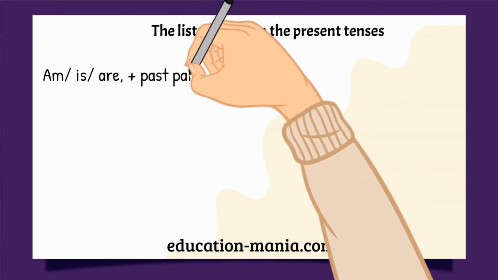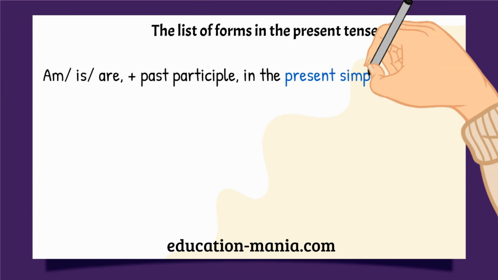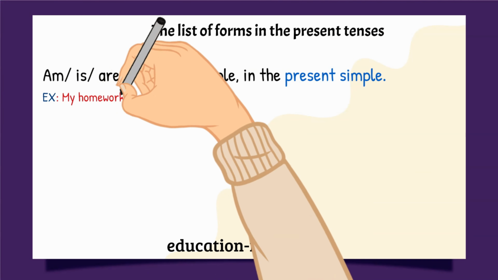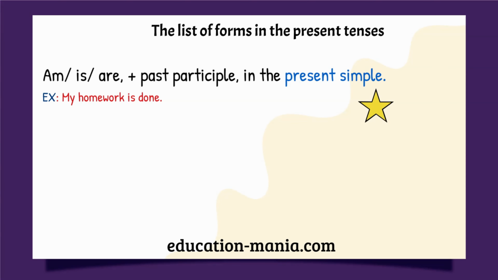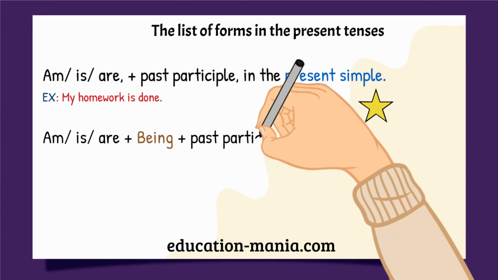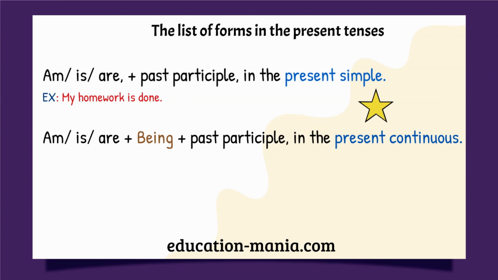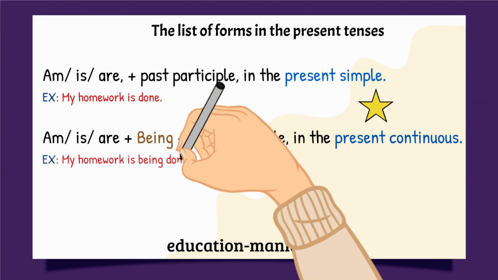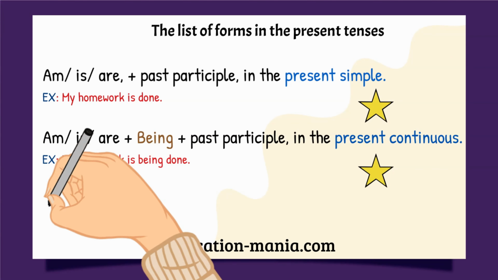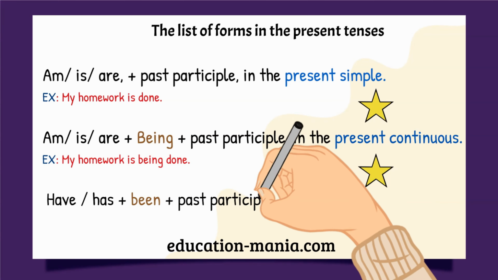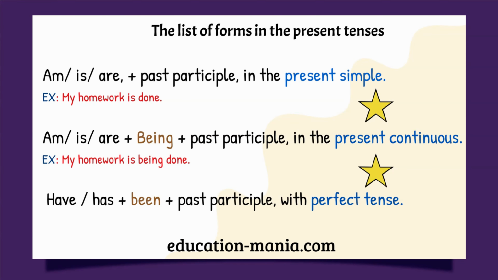Am, is, are, plus past participle in the present simple. Am, is, are, plus being, plus past participle in the present continuous. Have or has plus been, plus past participle with perfect tense.